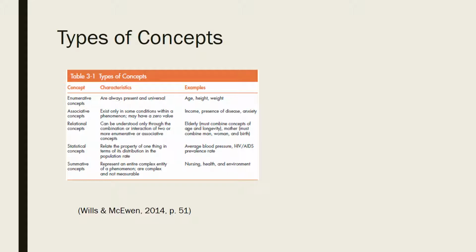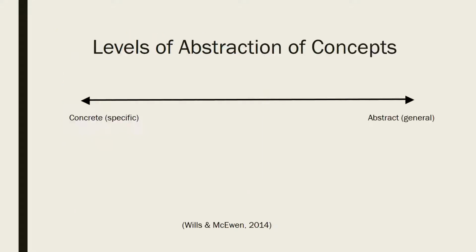Statistical concepts relate to the property of one thing in terms of its distribution in the population rate. So average blood pressure, HIV/AIDS prevalence rate, any illness rate within your population. And summative concepts represent an entire complex entity of a phenomenon, are complex and not measurable. So nursing, health, environment, something you can't give an exact measure to. So that's from Wills and McEwen on page 51 if you wanted to take a look.